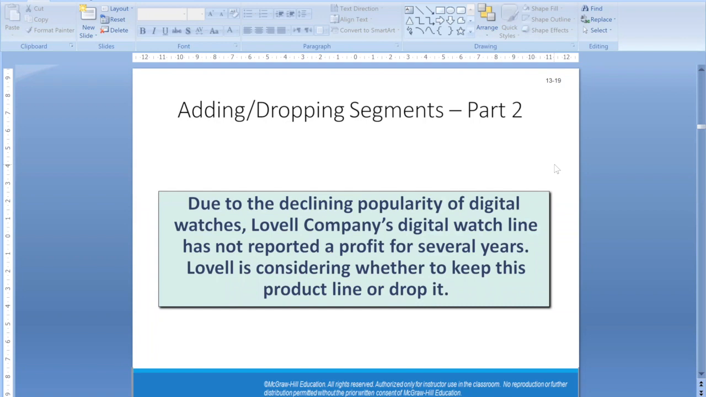Now we have an example for Lovell Company. Due to the declining popularity of digital watches, Lovell Company's digital watch line has not reported a profit for several years. Lovell is considering whether to keep this product line or to drop it, or stop it. So our decision is to keep this line or to stop it.